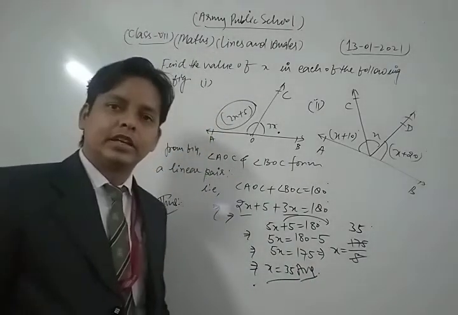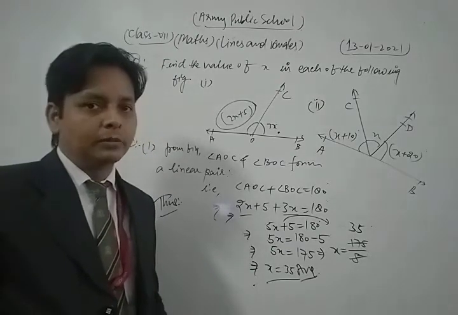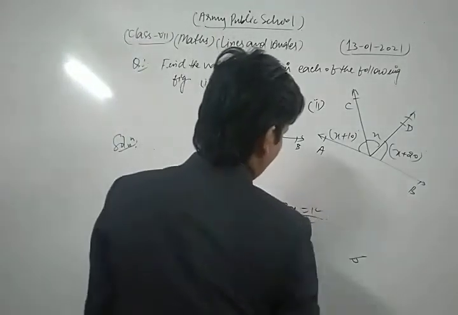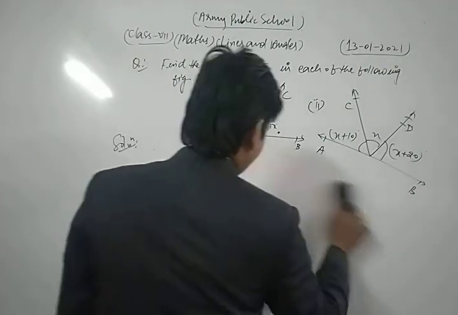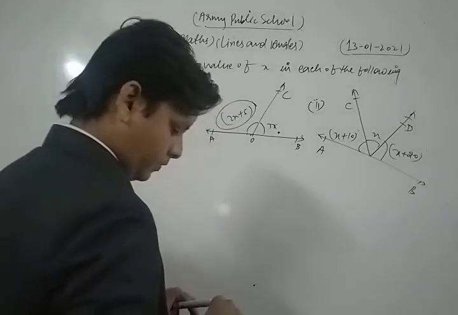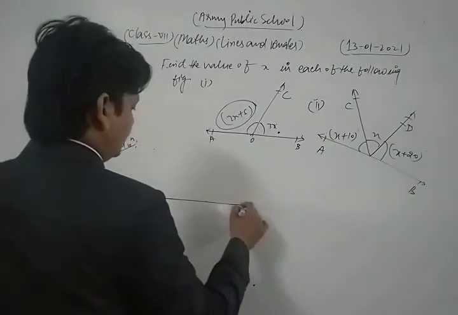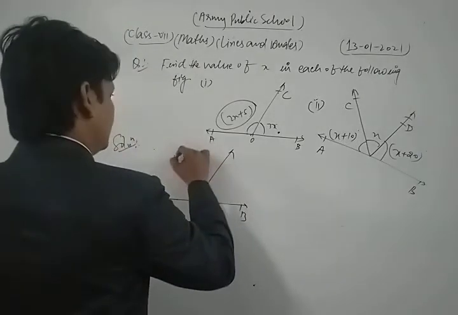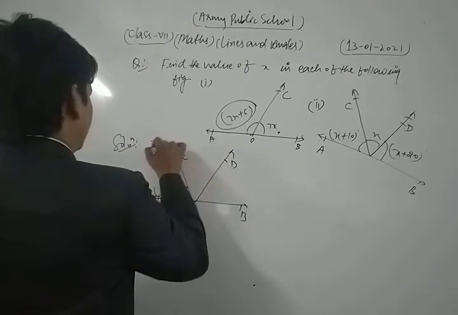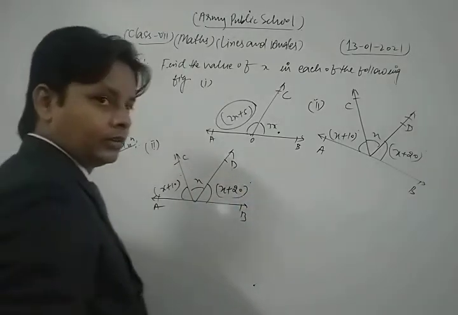Okay. Thus, dear students, in this way you can solve all the questions of your NCERT exercise based on the linear pair. Now similarly we take and solve the second part of this question. Let's see. This is the second part. This is A, B, C and D. This is x plus 10 here, this is x here, and this is x plus 20 here.